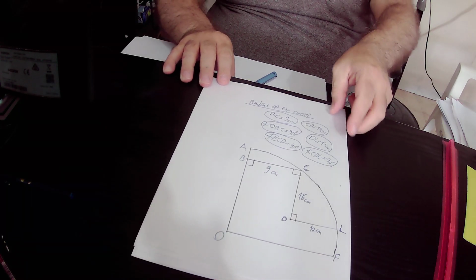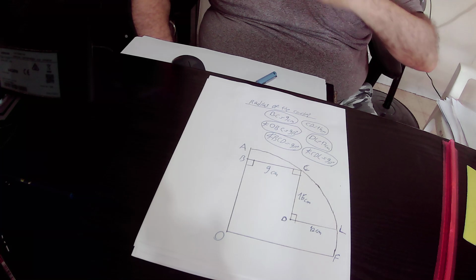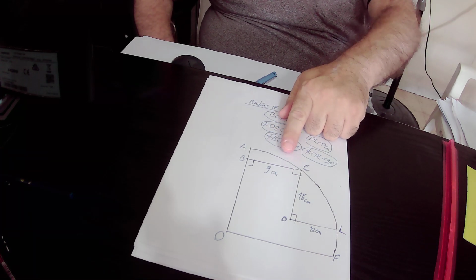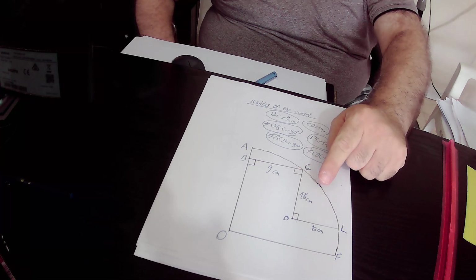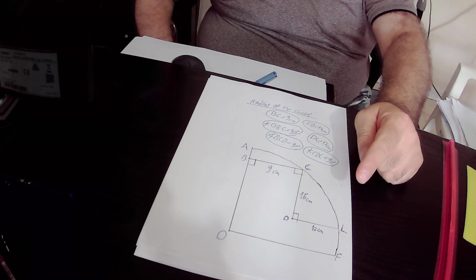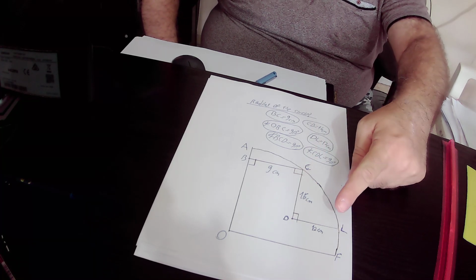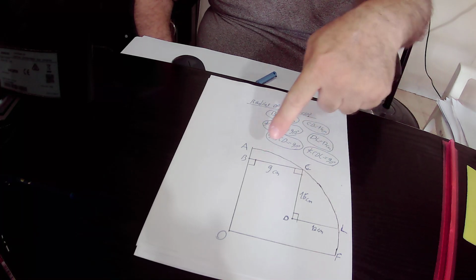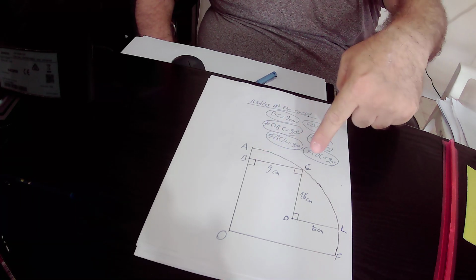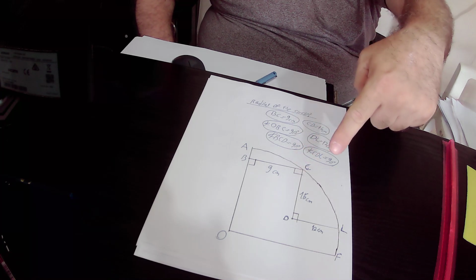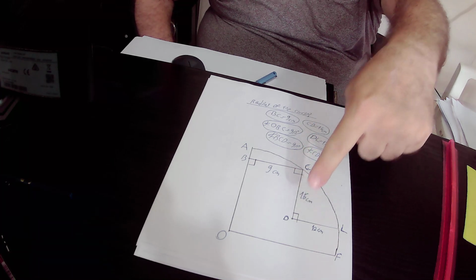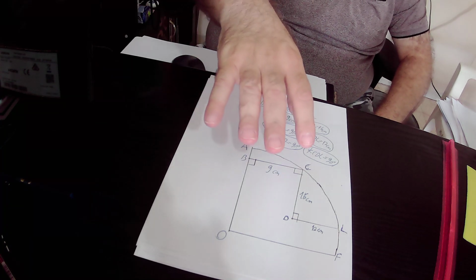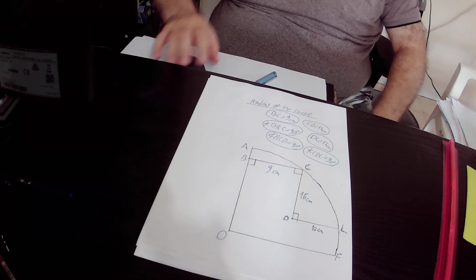In the drawing we have a quarter circle. Line segment BC equals 9 units, line segment CD equals 16 units, and line segment EL equals 12 units. This angle OBC equals 90 degrees, angle BCD equals 90 degrees, and this angle CDL is also equal to 90 degrees. And our mission is to find out the radius of this quarter circle.